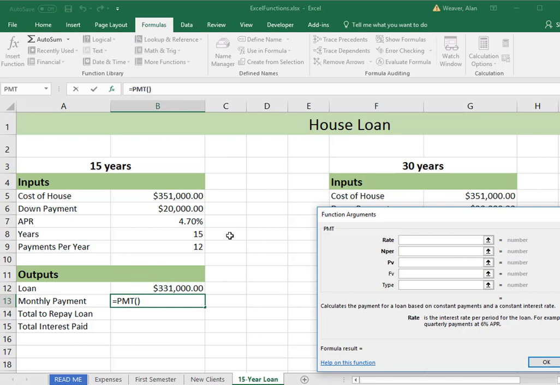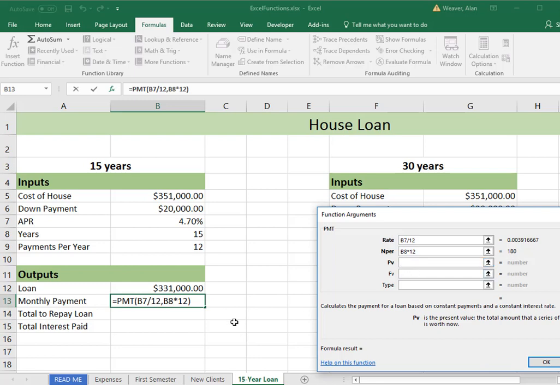You've got the rate here. And you pay it monthly, so you got to divide that into a monthly rate. So divide by 12. You got the number of payments. This is a 15-year loan. 15 years, you typically pay a mortgage every month. The present value of the loan, which is the $331,000.